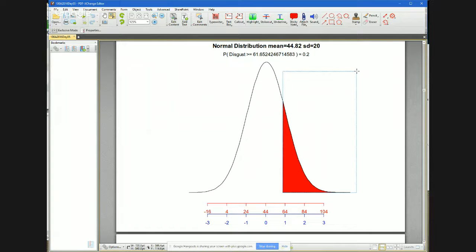And so what you're doing is you just take that one score, turn it into a Z, and then you can use the Z tables to help you figure out what this actual probability is. But conceptually, the reason it's to the right is because we want to know how many scores are greater than that value.